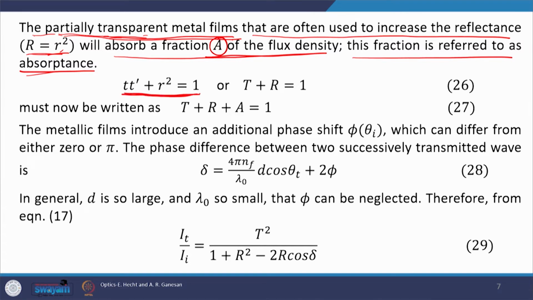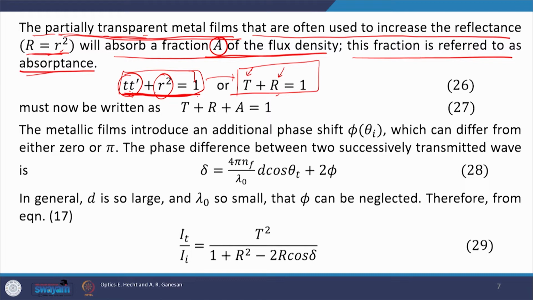Initially we were in the habit of seeing the relation T t prime plus r square is equal to 1. This is with the amplitude reflection coefficient. You can write the same equation in terms of the intensity reflection coefficient and transmission coefficient. This capital T is the transmittance, or intensity transmittance coefficient, and this is your intensity reflection coefficient, capital R. Capital T is equal to T t prime and capital R is r square. Therefore, the same relation can be expressed in this form: capital T plus capital R is equal to 1.